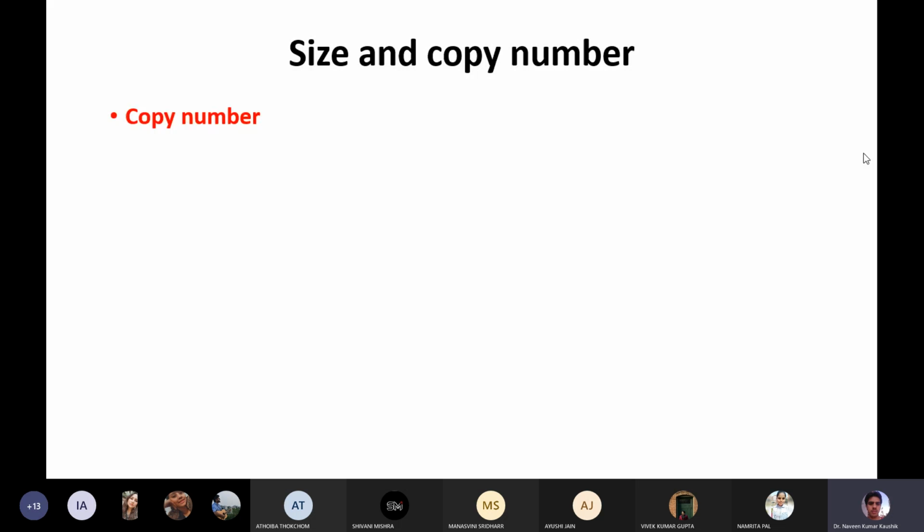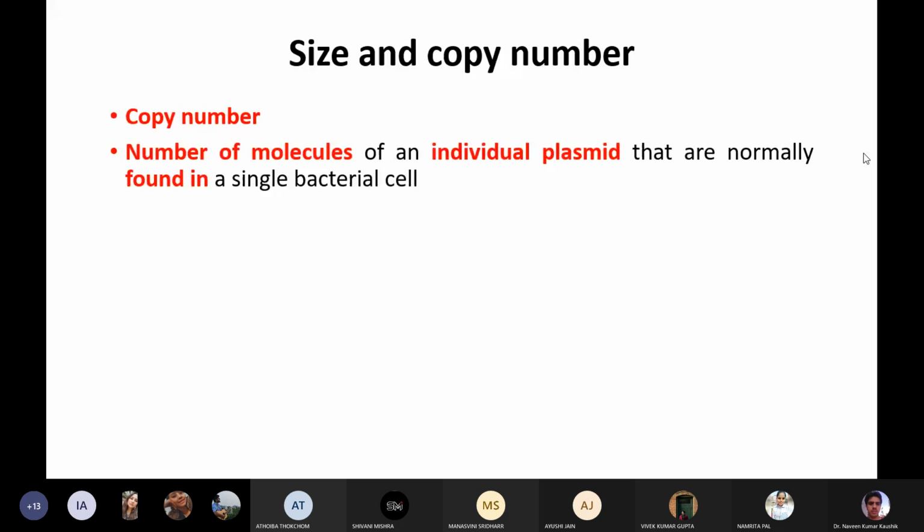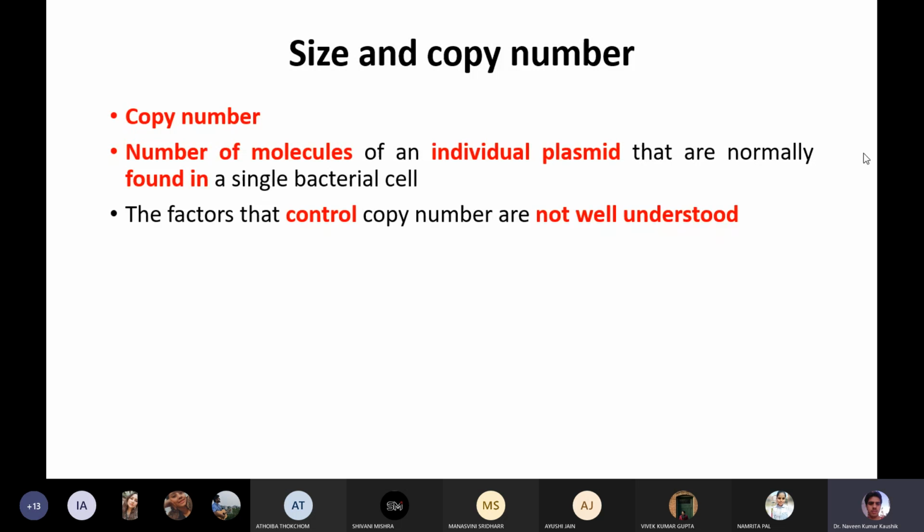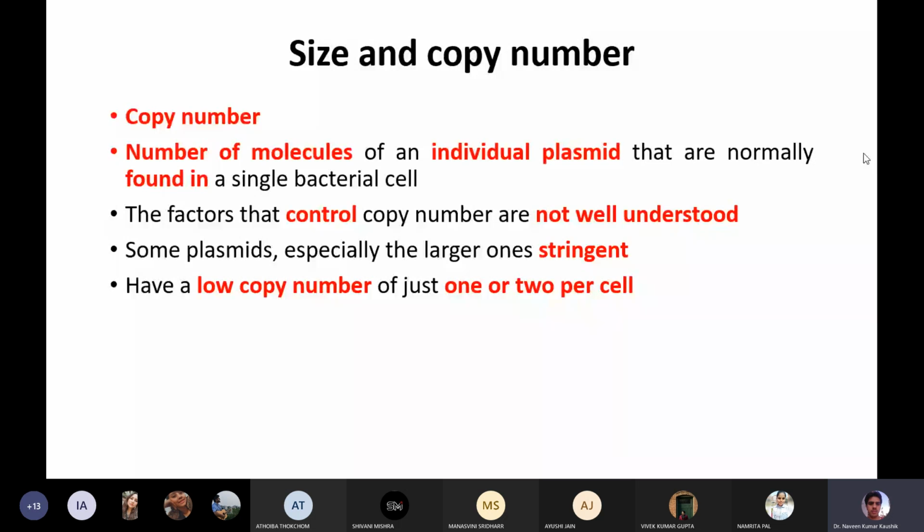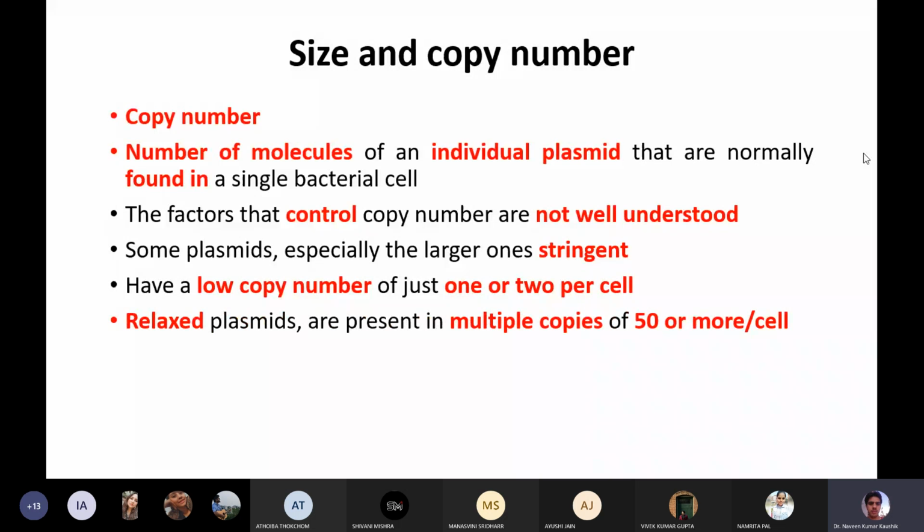So in a single cell, if the copy number is high, it means there are more molecules of your vector, which simply means more copies of your desired sequence, the desired gene which you transfer onto that vector. The number of molecules of an individual plasmid normally found in a single cell is what we call the copy number. The factors controlling copy number are not well understood. Some plasmids, usually the larger ones, are stringent, with a low copy number of just 1 or 2 per cell. Relaxed plasmids are present in multiple copies, 50 or more per cell.